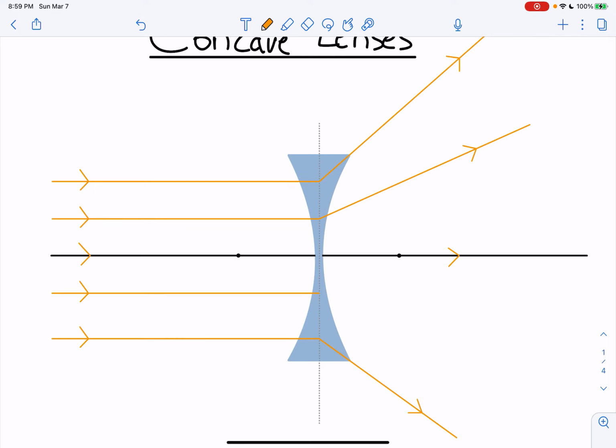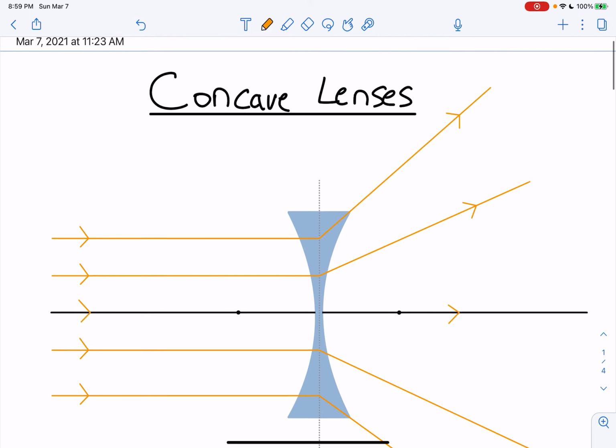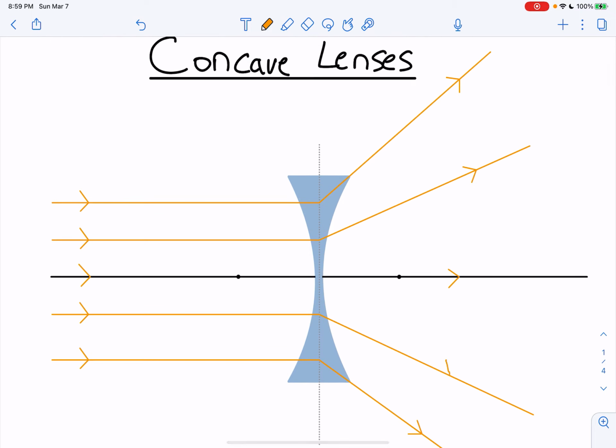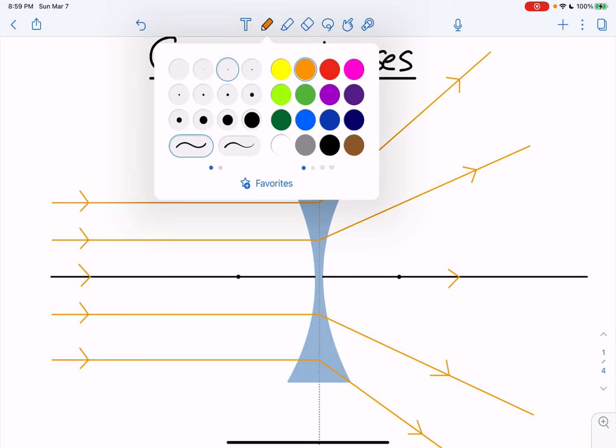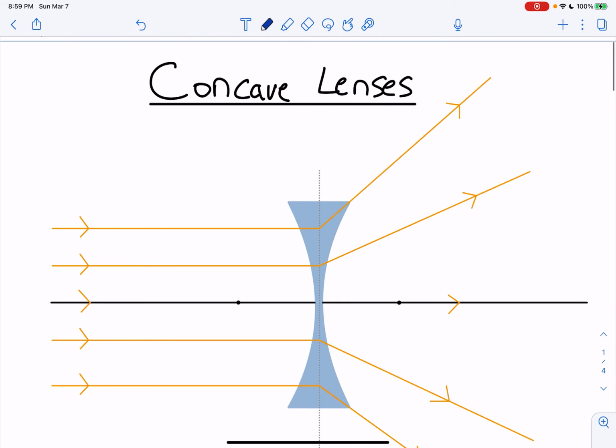So what's going on here with these rays of light? Well, they are, with respect to one another, diverging. And so in fact, this is another name for this type of lens. Concave lenses are also known as diverging lenses. So I'm just going to make a note of that.